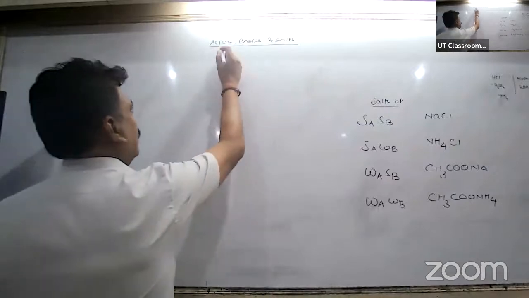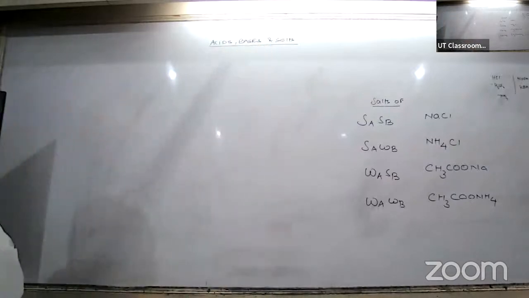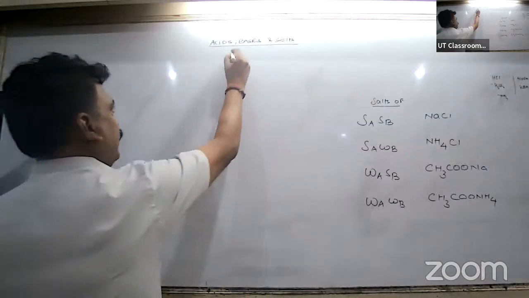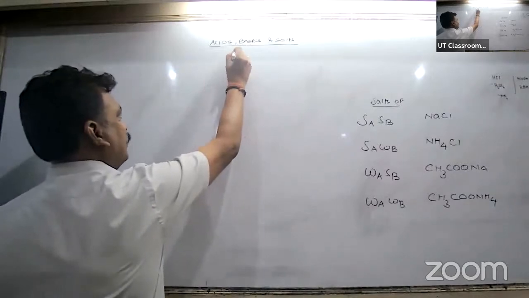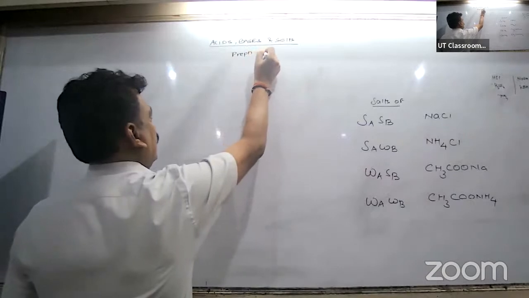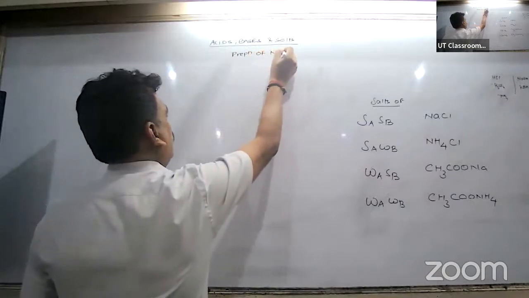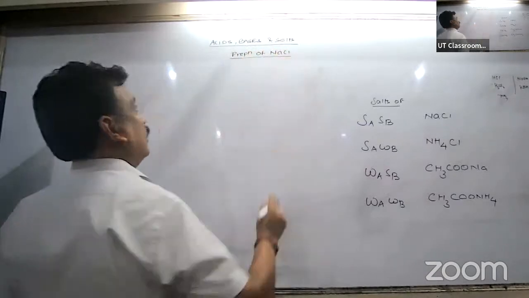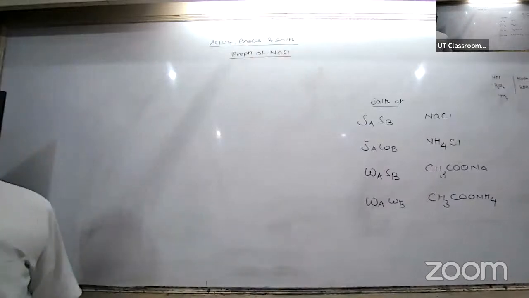ठीक है, ध्यान से देखिए. Acids, bases and salts. ठीक है. Now here, how to prepare NaCl. पहले preparation of NaCl देख लेते. Right? How do you prepare NaCl?